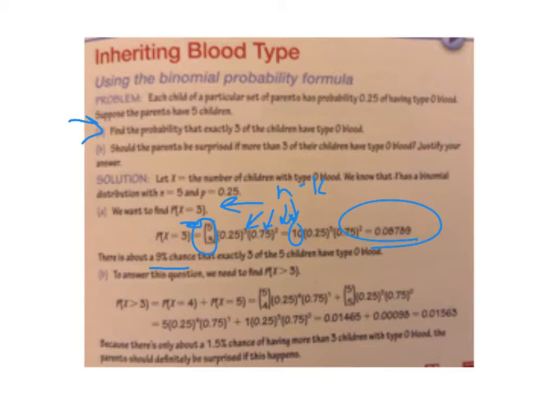Okay, part B wants to know if the parents will be surprised if more than 3 of their children have type O blood. So what I'm looking for here in part B is the probability that x is greater than 3. So the probability of x being greater than 3 is the same as the probability that I have 4 kids that have type O blood and that I have 5 kids that have type O blood.